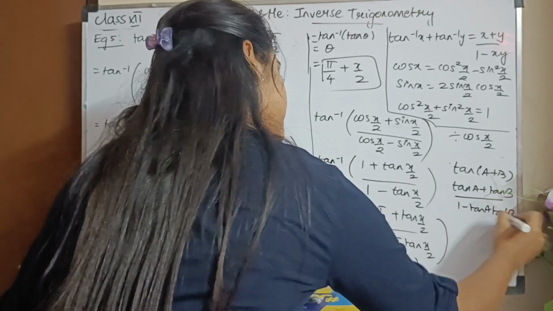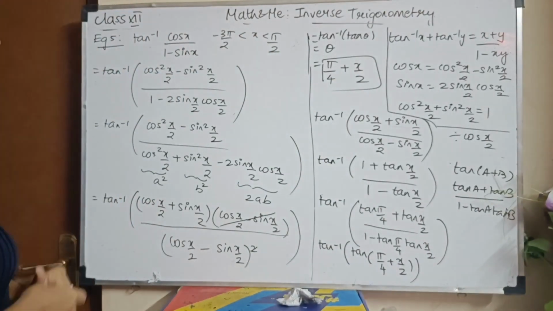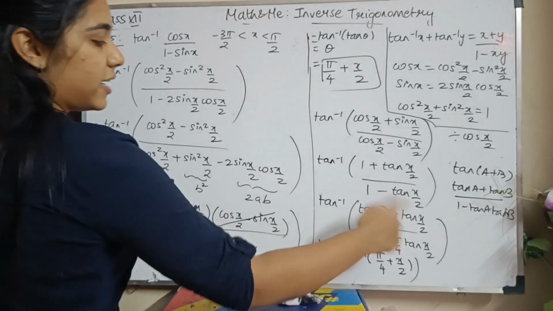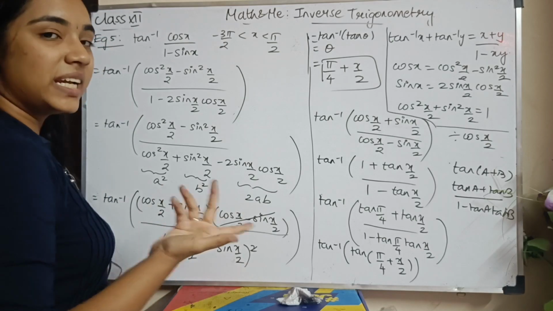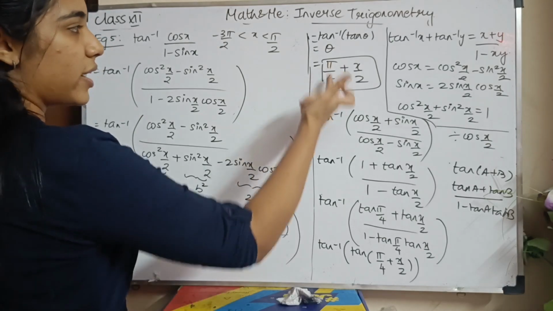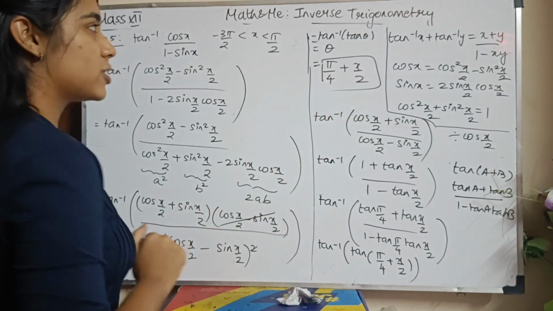You remember this from your trigonometry, okay? So using the formula, I'll write this as tan of a plus b. So tan inverse of tan theta is going to be theta, provided it is in the range, correct? So I have pi by 4 plus x by 2. This is my final answer.